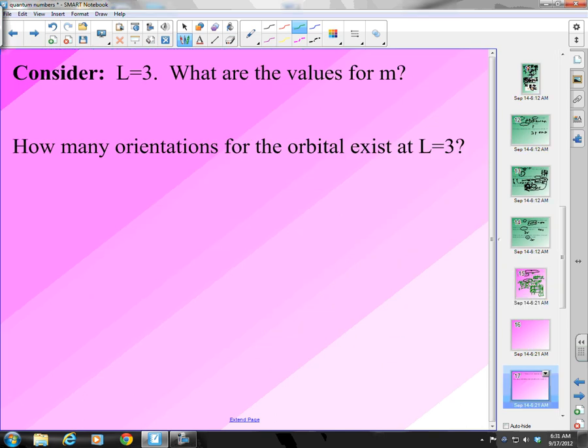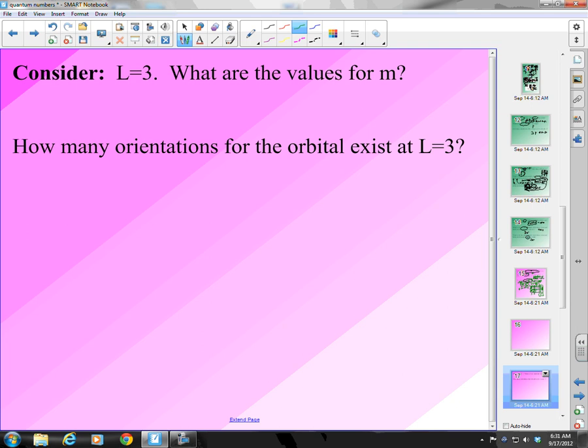All right, here you go. Let's see if you can do this on your own. L equals 3. What are the values for m? How many orientations of the orbital exist at L equals 3? Here we go. Pause me and unpause me when you're ready.